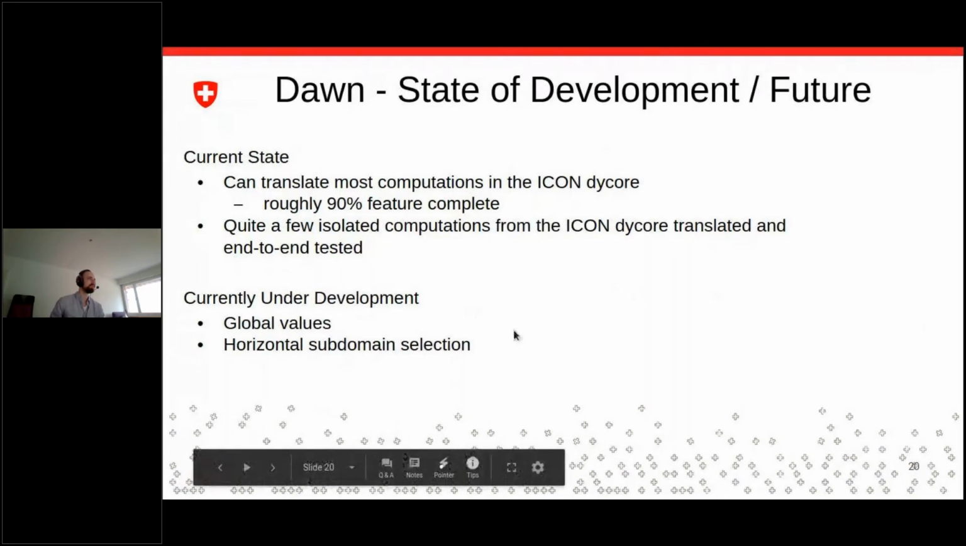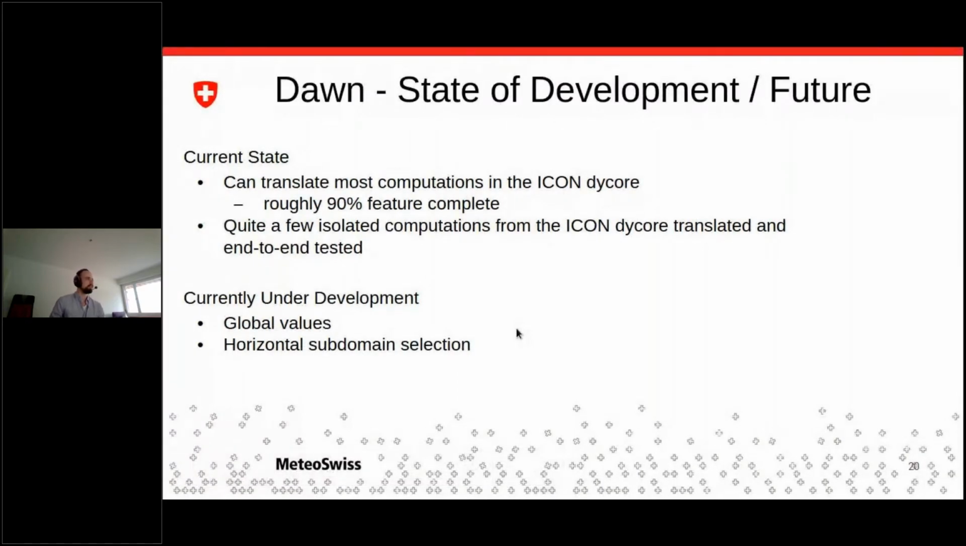So a few words on Dawn's current state and the future. We can translate most of the computations in the Icon Die core. We're roughly 90% feature complete here with respect to the requirements of the Icon Die core. We haven't translated it yet. However, we already translated quite a few isolated computations. They're translated and running in end-to-end tests, and this is working out well so far. What's currently under development is adding support for global values and then horizontal subdomains such as nudging area, halo, interior, lateral boundaries, and so on and so forth.